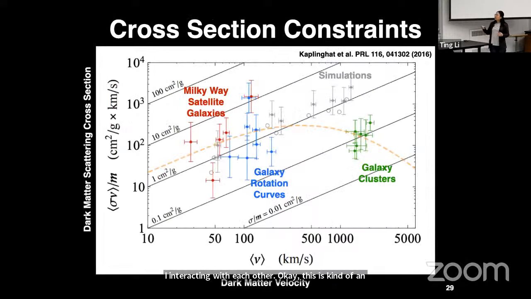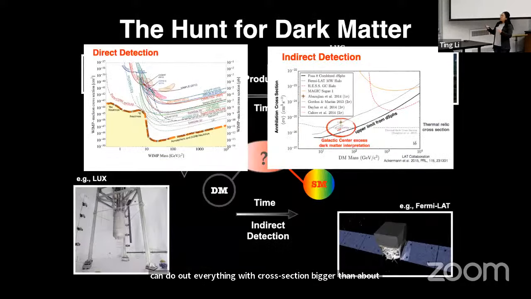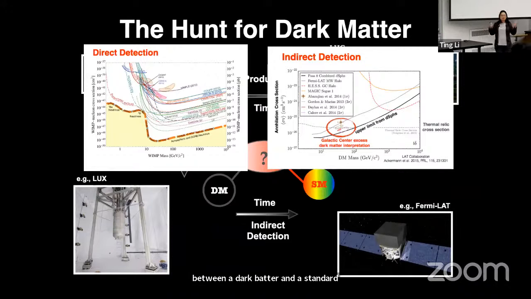Again, I talked about the satellite galaxies of the Milky Way, but there are other ways, like galaxy rotation curves and galaxy clusters, and these are different lines of cross-section constraint. So right now, we can rule out everything with a cross-section bigger than about 1 centimeter squared per gram. These are the plots you probably see from direct detection and indirect detection. Often they are showing the cross-section, but in direct detection, it's showing the cross-section between a dark matter and a standard model particle. In indirect detection, it's showing the cross-section between two dark matter particles, and it's an annihilation cross-section.